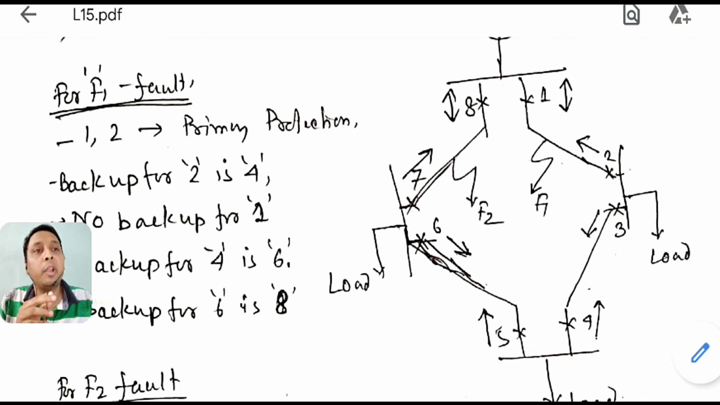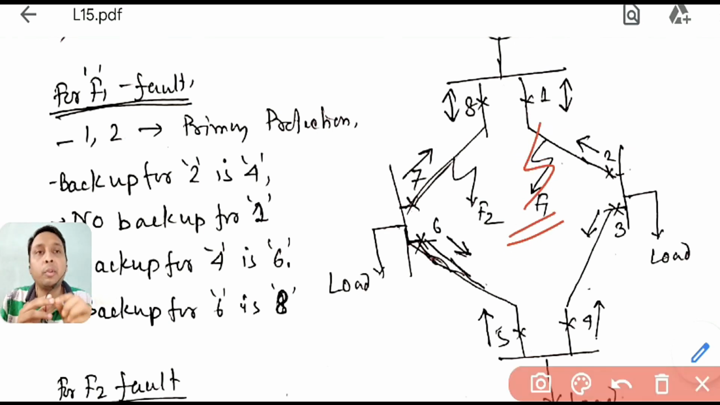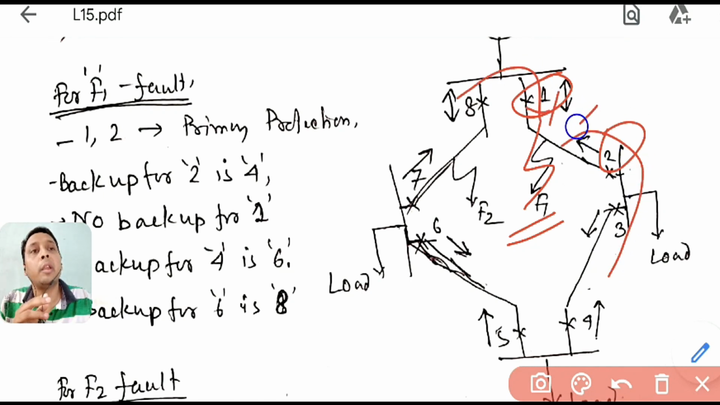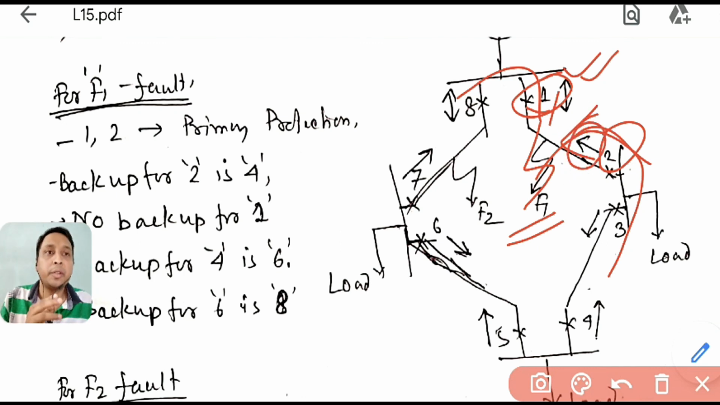So if there is a fault here, I have seen the path through which the current is flowing. Which relay will trip? 1 and 2 will trip, because current is flowing through both. 1 will obviously trip because current in any direction will trip it, and through 2 you can see the current is flowing in the direction that we have given, so it will trip. So 1 and 2 will trip.